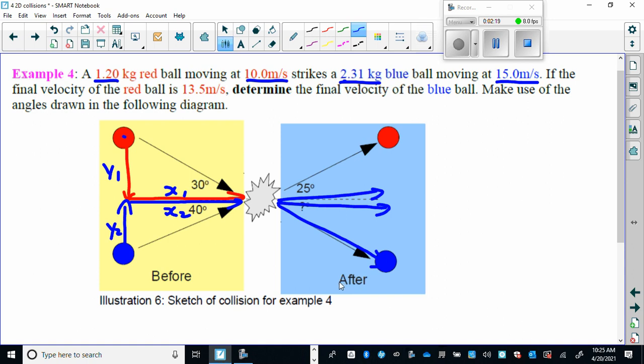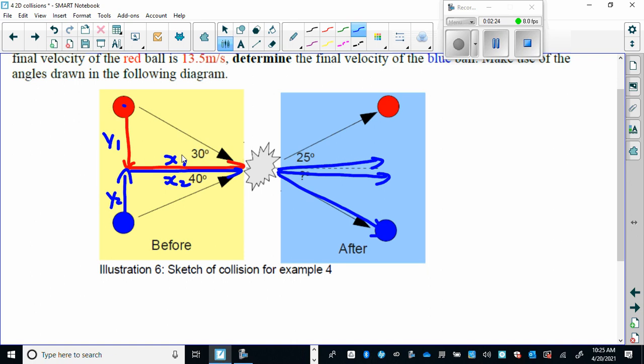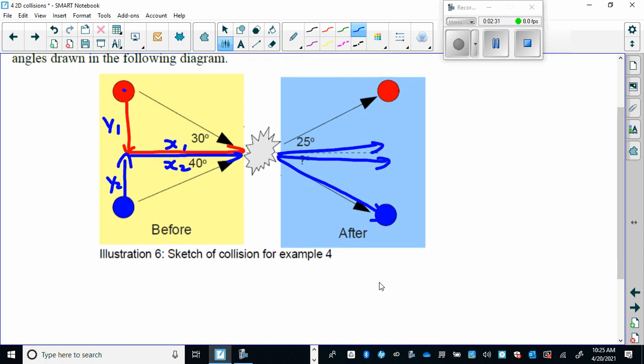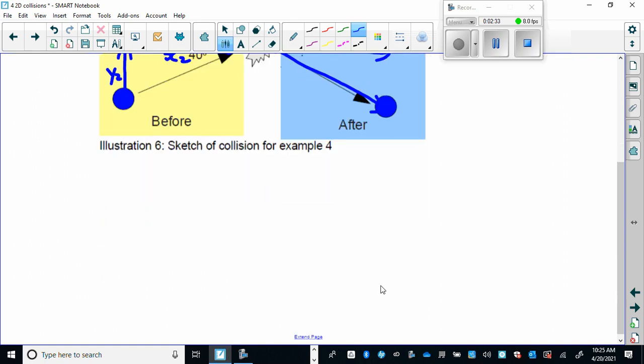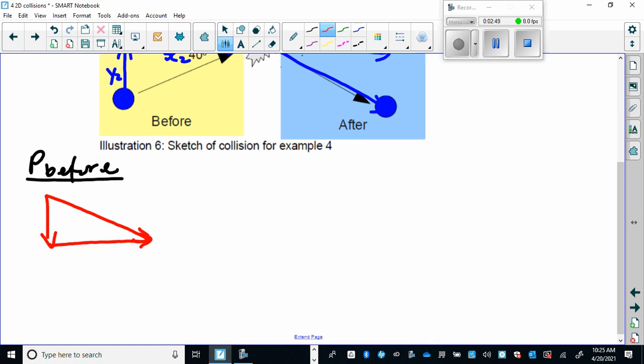Okay, now I'm going to go through this relatively quickly because we're just going to separate this into components. The red ball, we're going to separate into components, the blue ball we're going to separate into components, and we're going to add them together. So let's go with momentum before. First we're going to deal with the red ball. The red ball has a y component going down, an x component going this direction. This is 30 degrees.